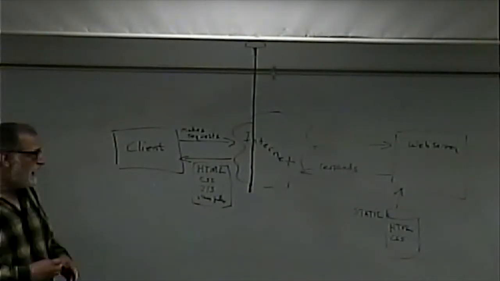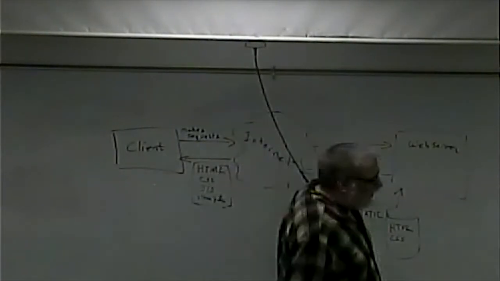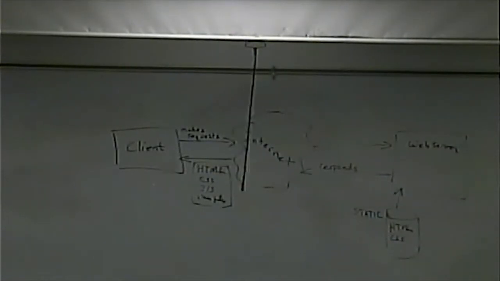Now, let's talk about how dynamic pages work. With dynamic pages, you still have the same sort of thing. The user makes a request. How can a user make a request? In the same way they make a request for a static page. You type something in, you press a link, you press a submit button to submit form data. Those are all ways of making requests.